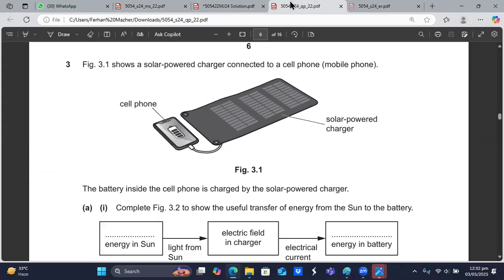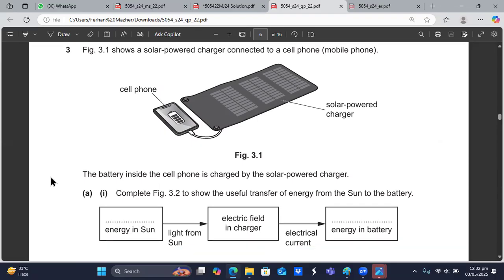He says, figure 3.1 shows a solar-powered charger connected to a cell phone, mobile phone. Here we have a cell phone, and this is a solar-powered charger. The battery inside the cell phone is charged by the solar-powered charger. So question number 3, A first part: complete figure 3.2 to show the useful transfer of energy from the sun to the battery.